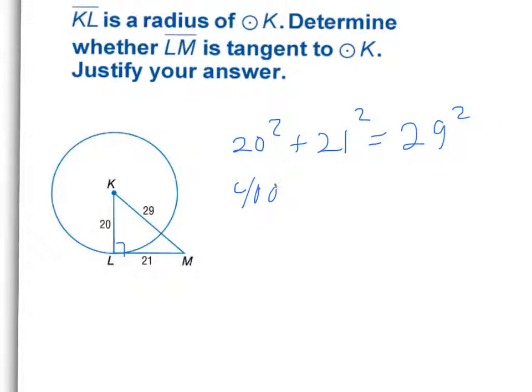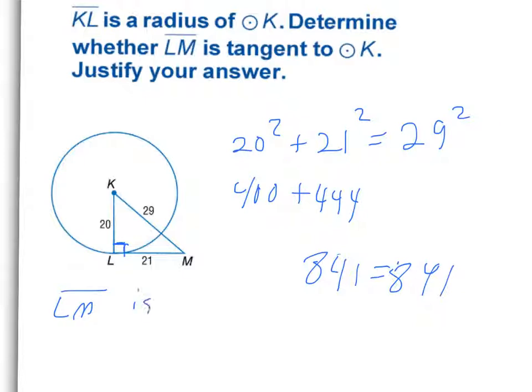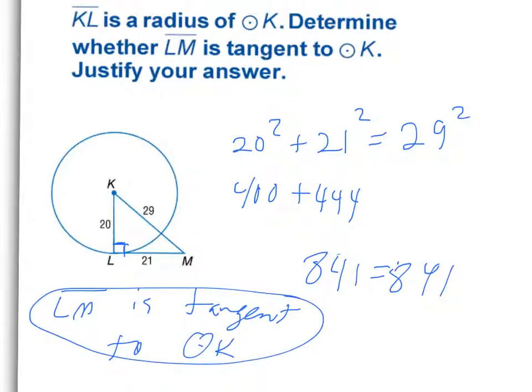We end up with 400 plus 441, which is 881. And if we square 29, we get 841. So what we find is this is not a right triangle. And if it is not a right triangle, that means this is not a right angle, which tells us that no, LM is not tangent to circle K. We can use the Pythagorean theorem to come to that conclusion if we don't know that.